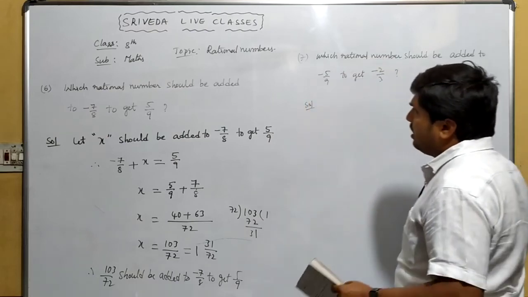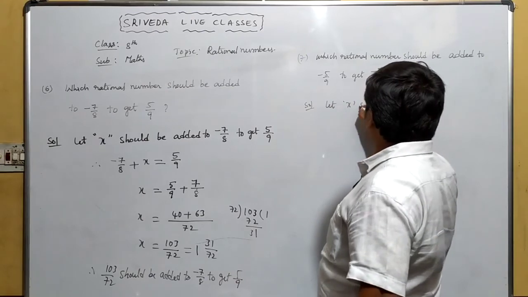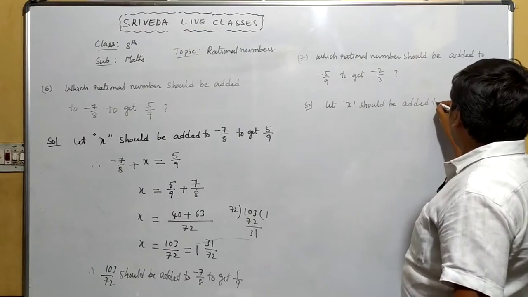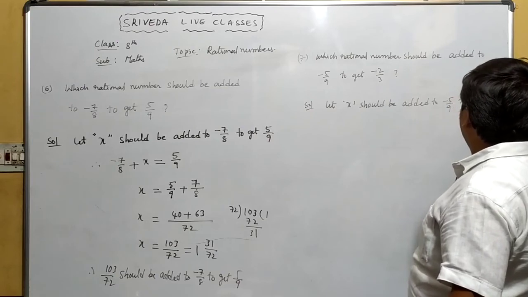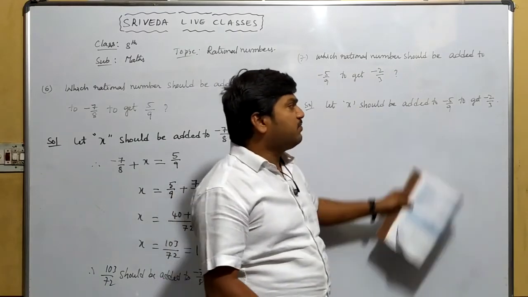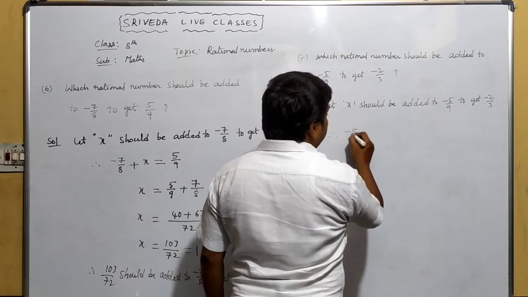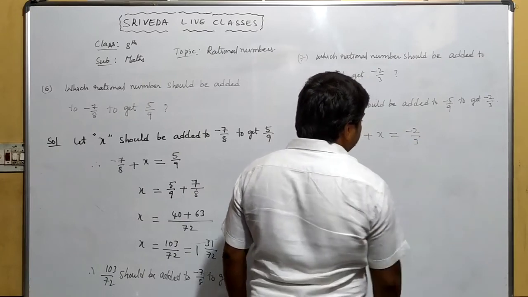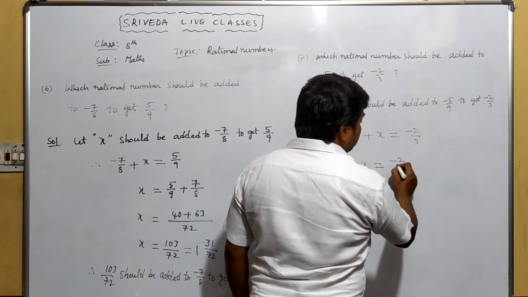You need to practice the same way as this. Let x be added to minus 5 by 9 to get minus 2 by 3. Therefore, minus 5 by 9 plus x is equal to minus 2 by 3. Now we want x.